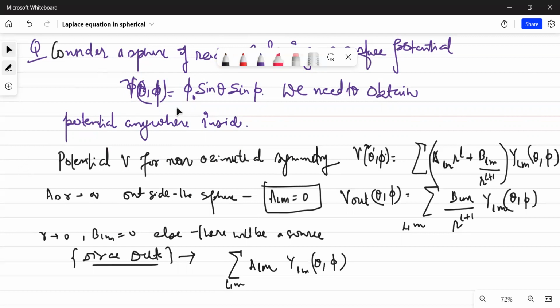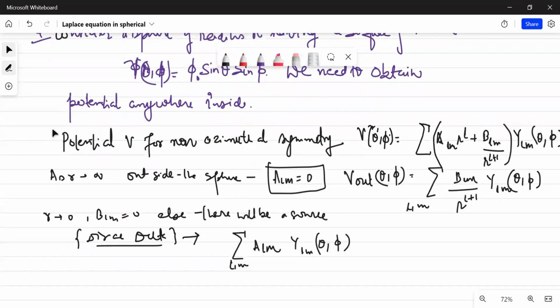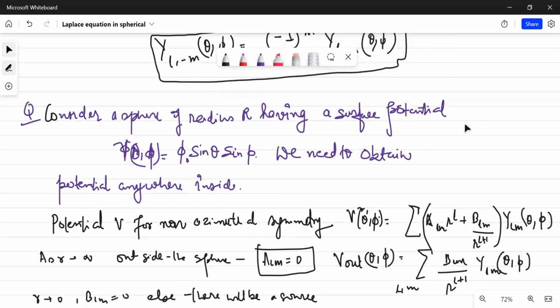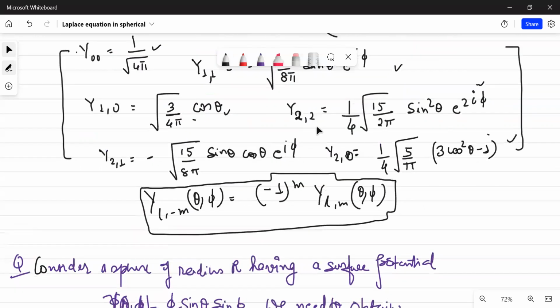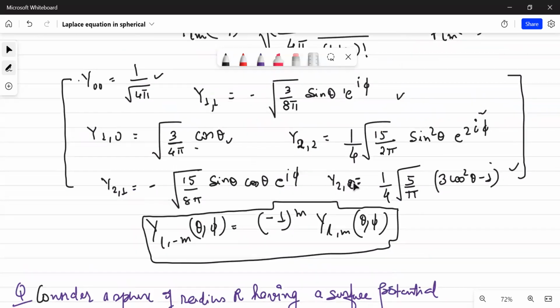Now your potential is given as phi naught sine theta sine phi. Just see, I've told you yesterday, if there is sine theta, then necessarily you can see that this would be some 2, 1, because in 2, 1 you had this sine theta. Whenever m was 0, then it is simply the PL thing, like PL cos theta behaves. So if there is no m term, then it is simply the way your P2 behaves, 3 cos square theta minus 1 upon 2. But if there is m term, then instead of cos theta, you may have sine theta.